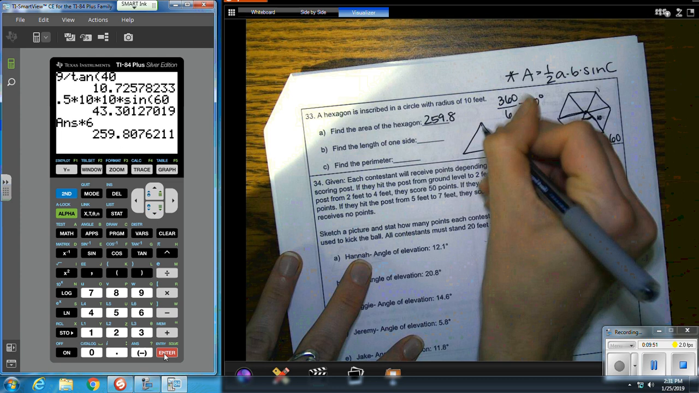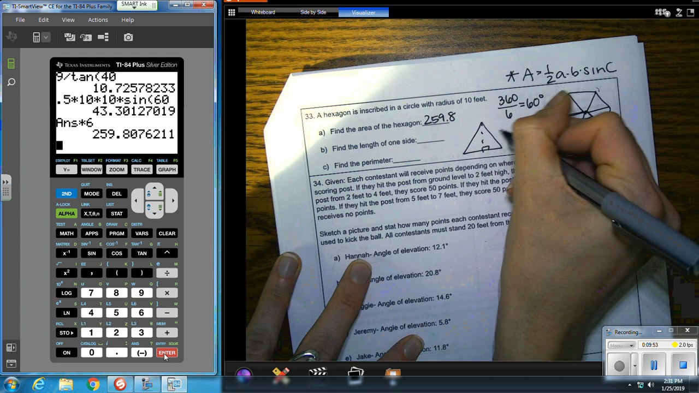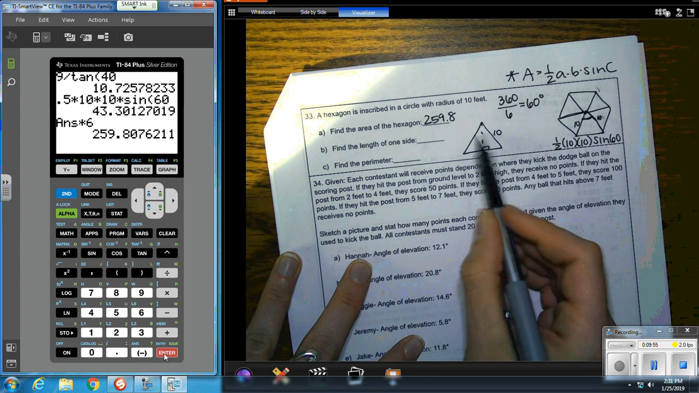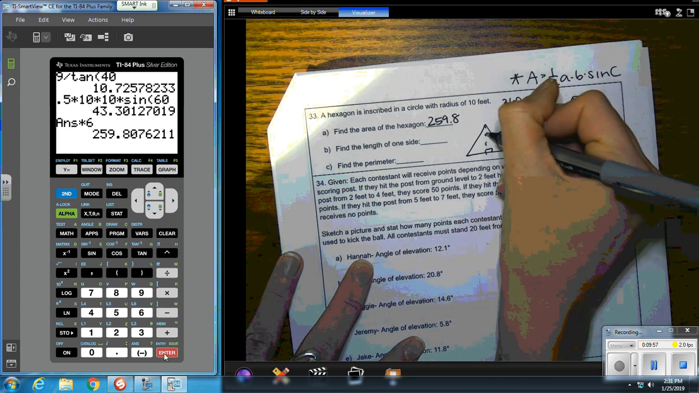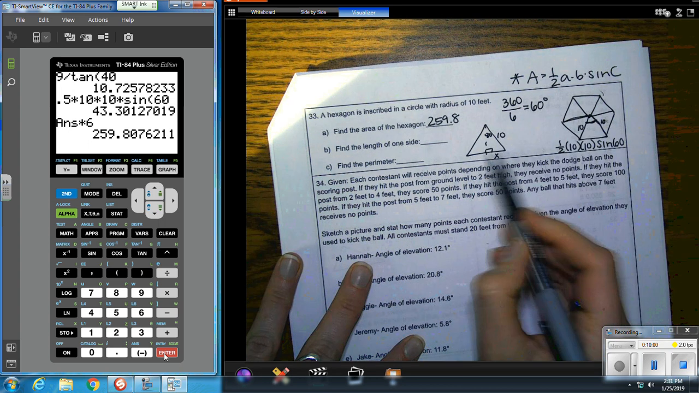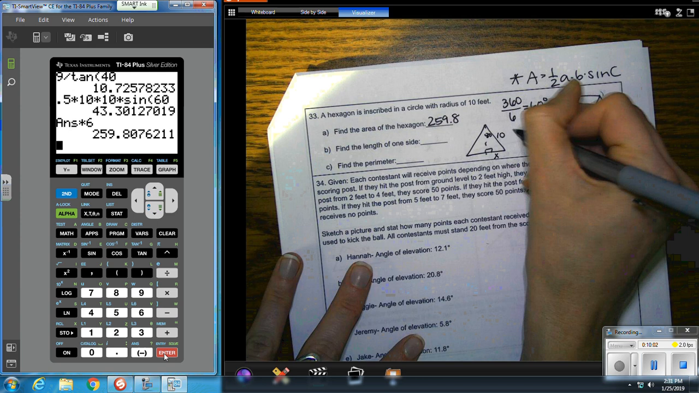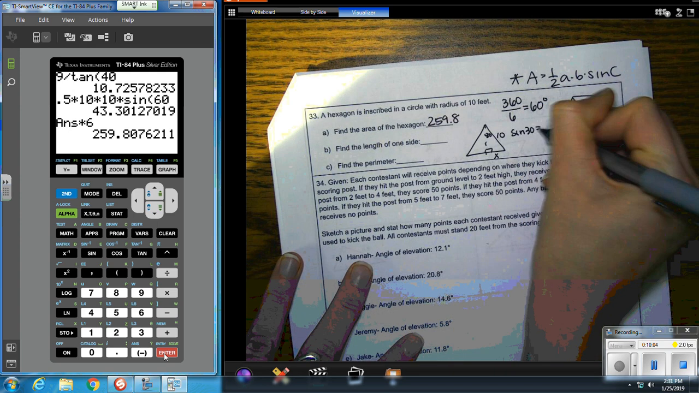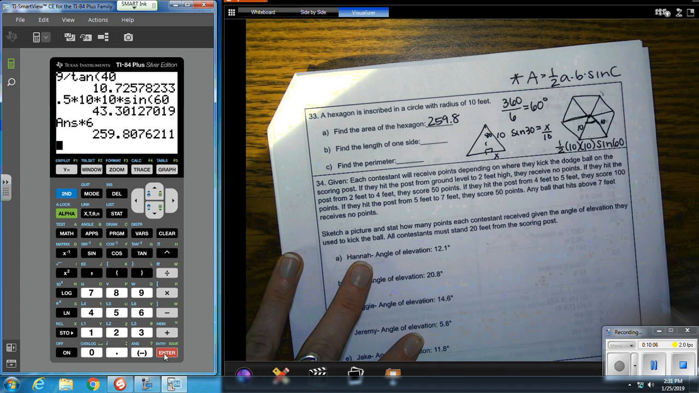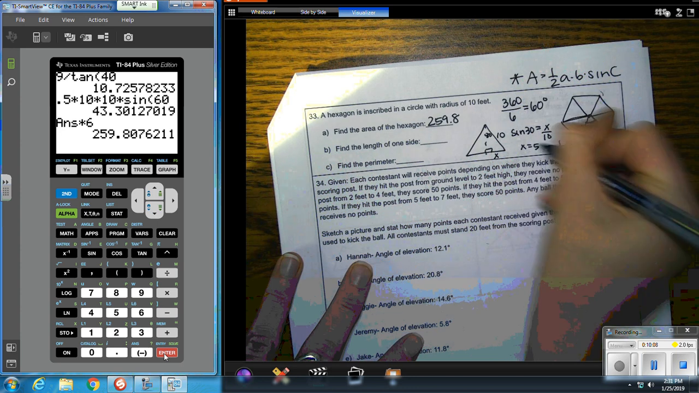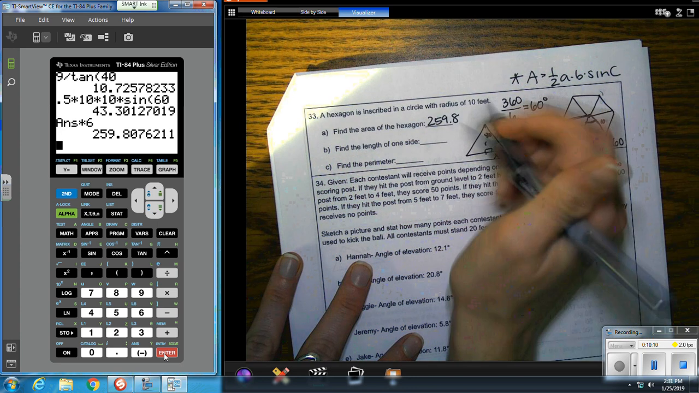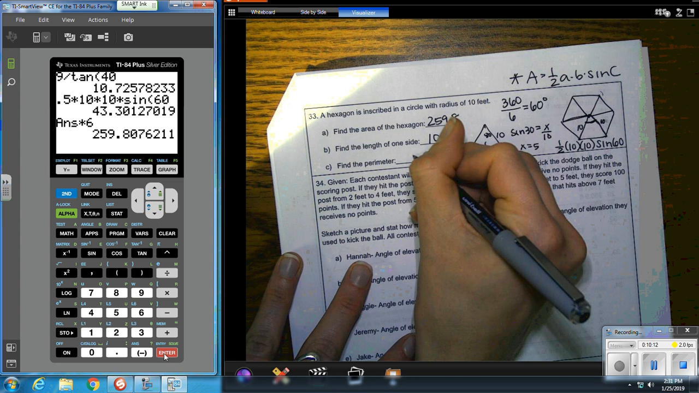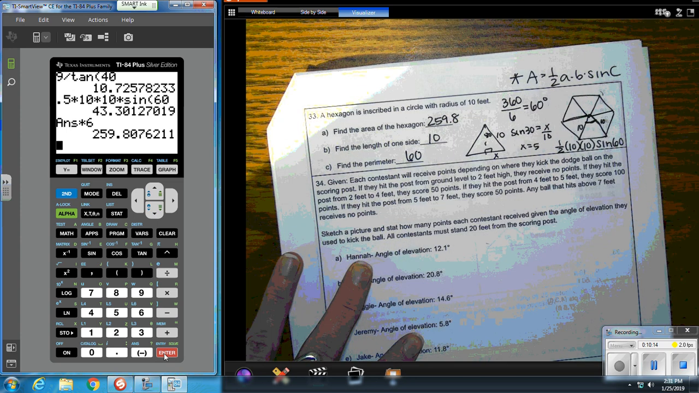To find the sides then, I know this is 10. I drop in this altitude, which cuts my angle at the top in half, and you will be able to find this missing side down here at the bottom using sine. So I can do sine of 30 equals x over 10. You will find that x is 5, which means the whole length here is going to be 10, and then the perimeter is 60 when you multiply that through.